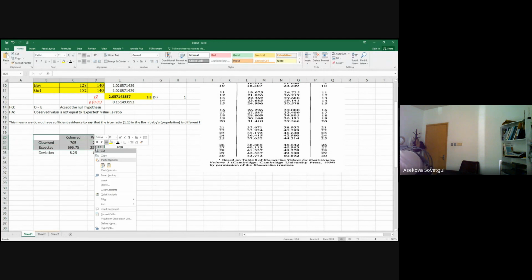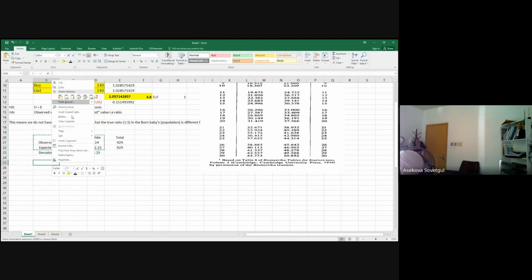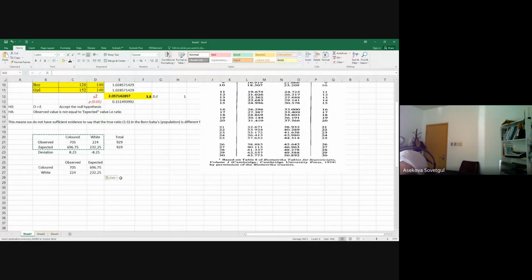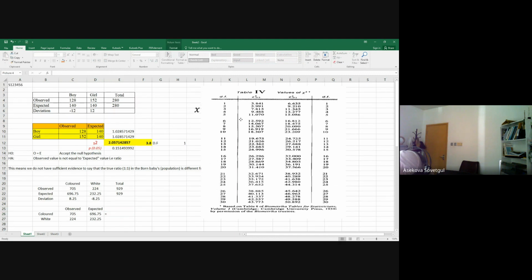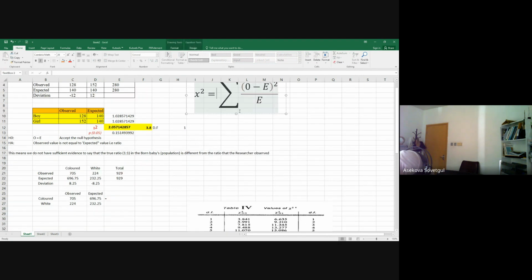So let's reverse it, let's make it this way. Transpose. I want to make the grouping this way: observed value and expected value in columns, and the categorical groups in rows. Because it is easier for you to calculate. Using the same formula, we can calculate it. Let's do it.